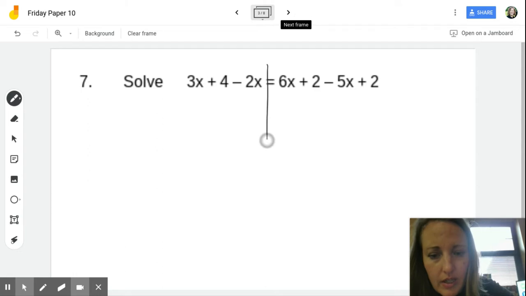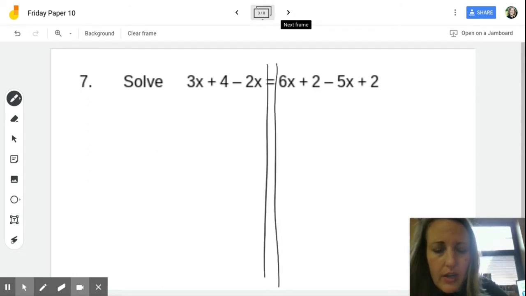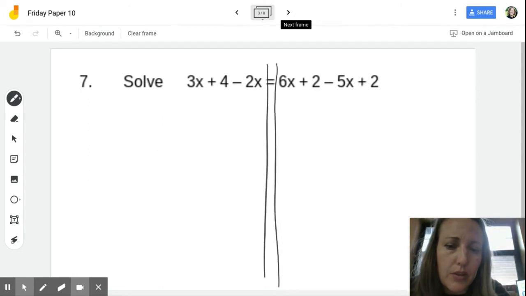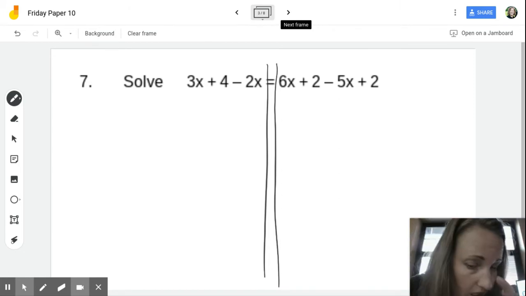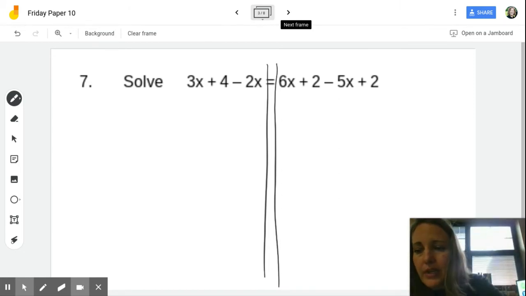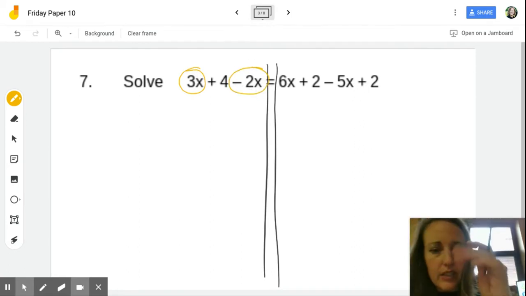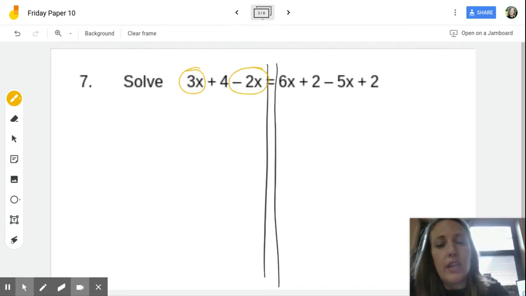This one, we have, and this is how I always start my equation problems. What I do to one side, I do to the other. That helps me keep that in line. This one, we're going to combine some like terms, and so I like to use colored pencils for this. I'm going to circle 3x, and I'm going to circle negative 2x. Notice I circled the sign in front of the term.